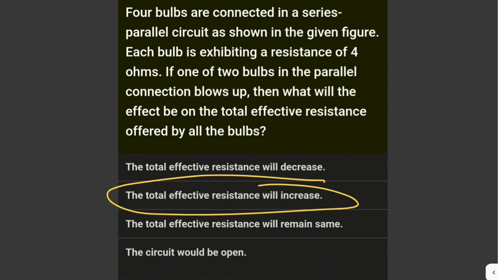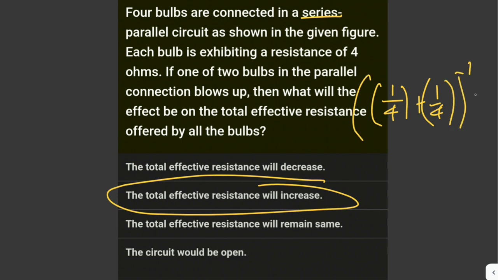So the resistances are added in series. It says here series parallel circuit. So the equivalent resistance offered by two bulbs in parallel connection would be (1/4 + 1/4) raised to the negative 1, which is (1/2)^-1, 1 over 1/2, which is equal to 2. So we flip this, 4 over 2, which is 2.